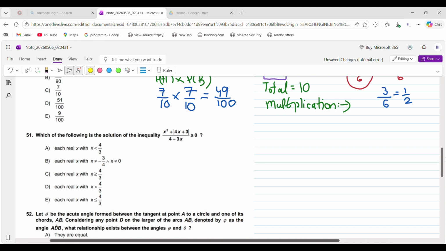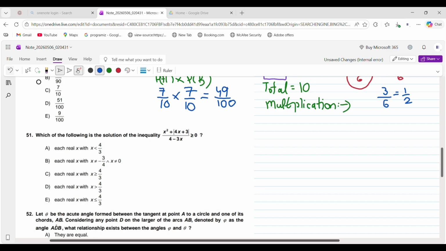So we have to find the solution of the inequality, and I have already told you that when we find the solution of an equation, we are finding the value of the unknown variable. So they have asked us to find the solution of the inequality, meaning the value of the unknown variable in the inequality. And the unknown variable in this entire inequality is x. So we have to find the value of x here.